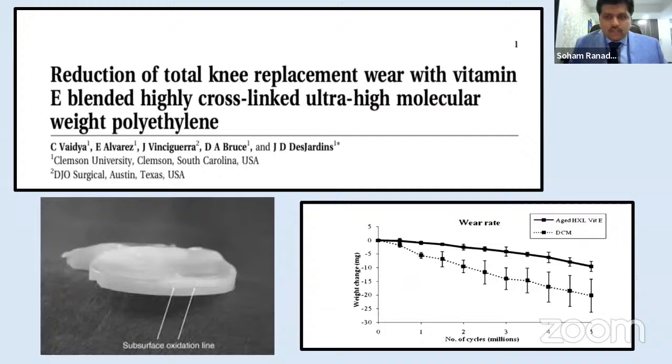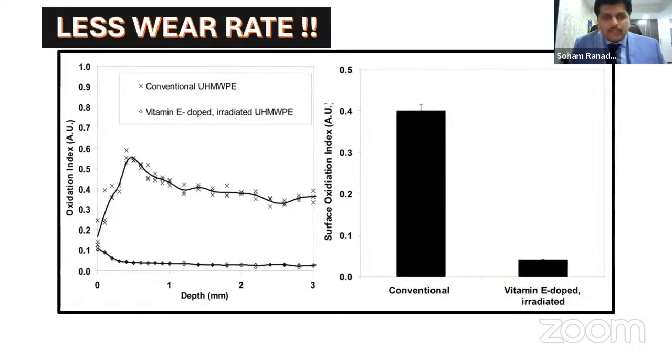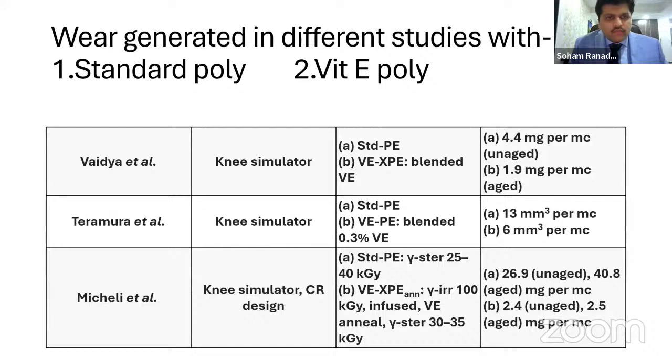Now, another flowchart here gives us an idea about the wear rates of vitamin E poly as opposed to conventional poly. The wear rates are very low compared to a conventional poly, as the number of cycles are repeated. Another bar diagram gives a lower wear rate, conventional versus vitamin E poly. The surface oxidation reduction index is much lower for a vitamin E irradiated polyethylene. Many studies have been compared. All of them give an idea that standard polyethylene has a higher wear rate as compared to vitamin E, as we can see in this image.